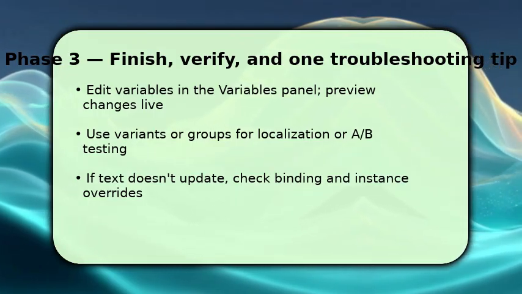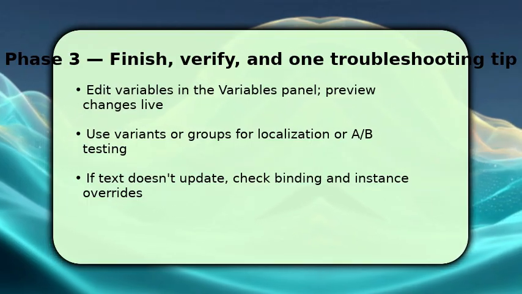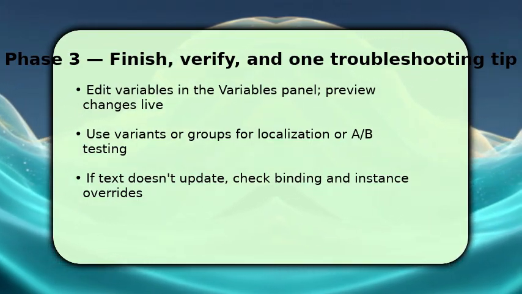If a text layer doesn't update, check that the variable is still bound and that the instance has not been overridden locally. Resetting the instance usually restores the connection.